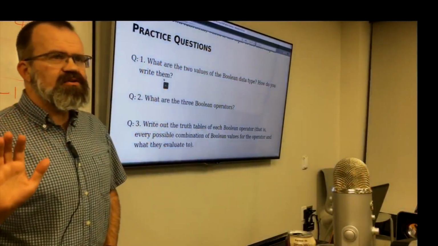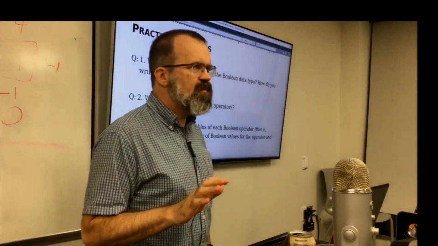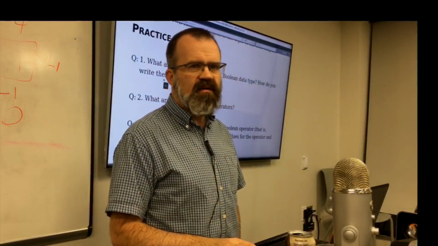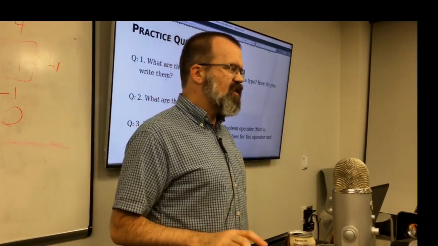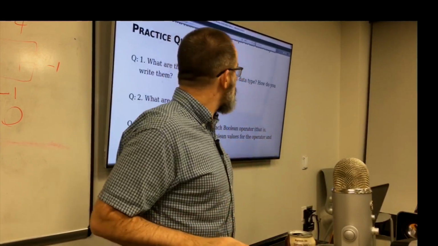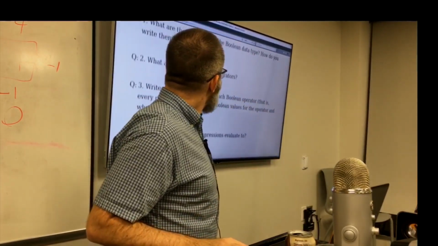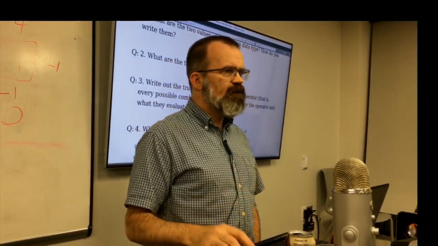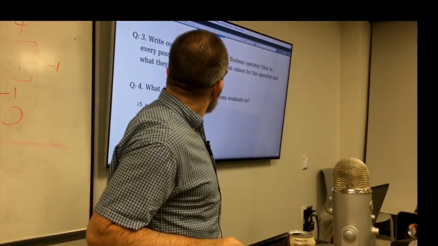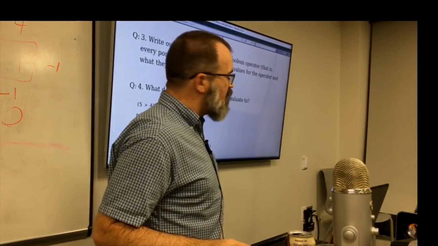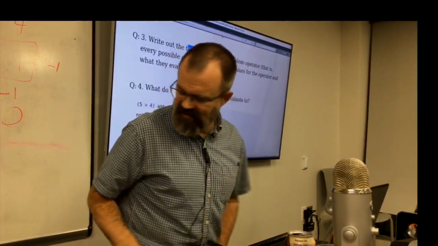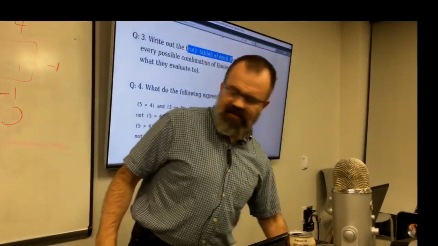What are the 2 values of the Boolean data type? True and false. How are they written? Capitalized, correct. Not all capitals, just the first letter. All right. What are the 3 Boolean operators? Very good. Write out the truth tables of each Boolean operator in your own time, please. We can do it real fast. It's not that long.